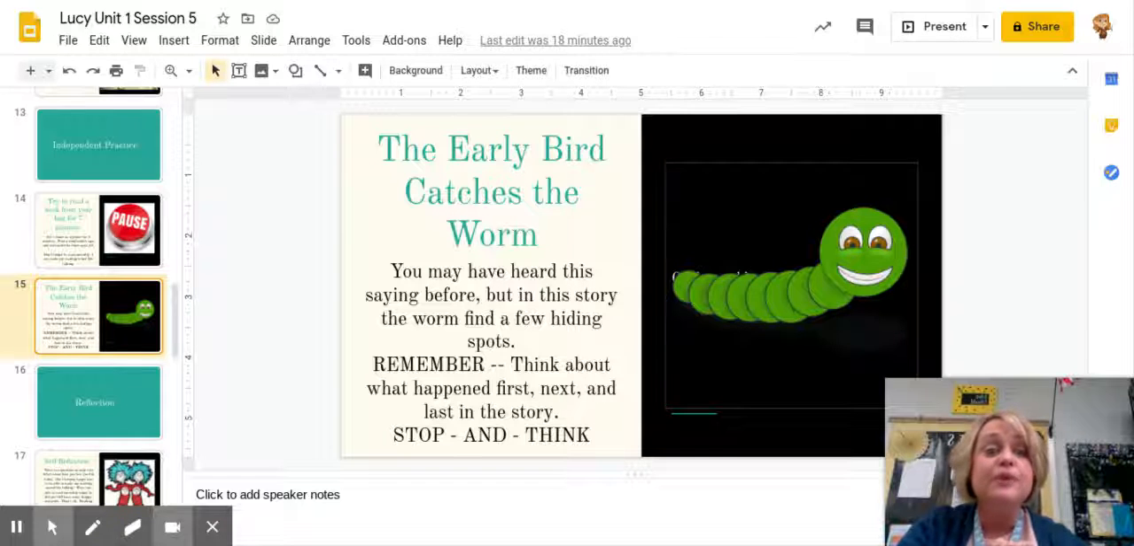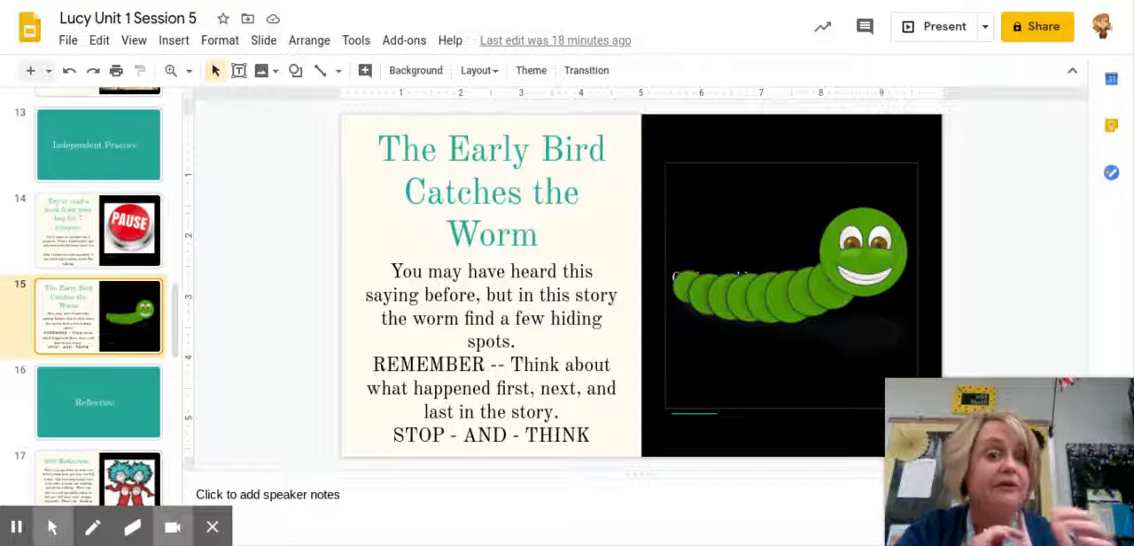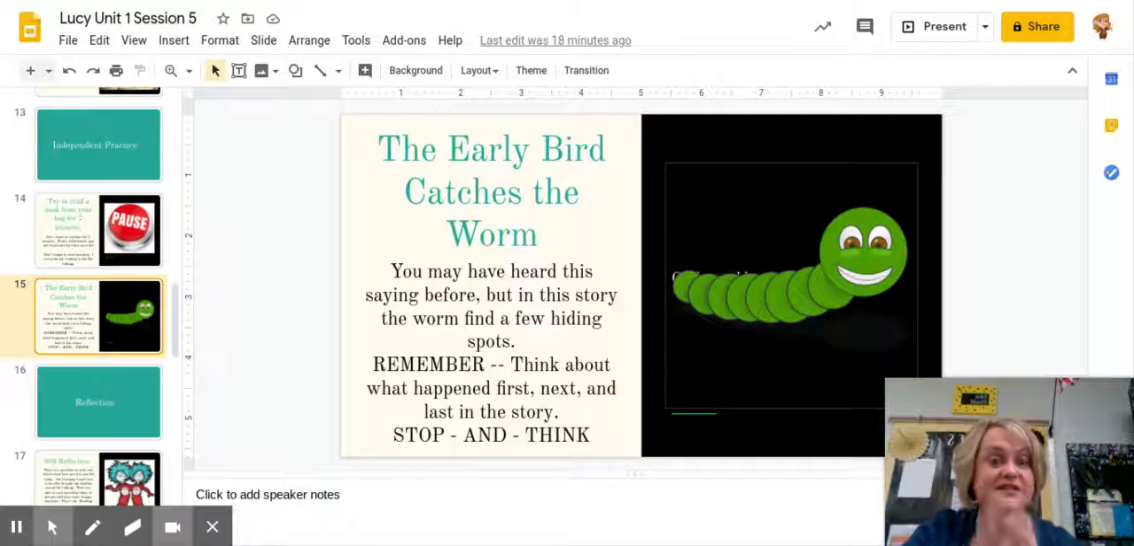So you need to remember to stop and think, where does the worm hide? Where does he hide first? Where does he hide second? Where does he go at the end of the story? How does he get away, or how does he get eaten? You have to decide what happens in that story. So make sure you stop and ask yourself as you go, what is happening in the story?